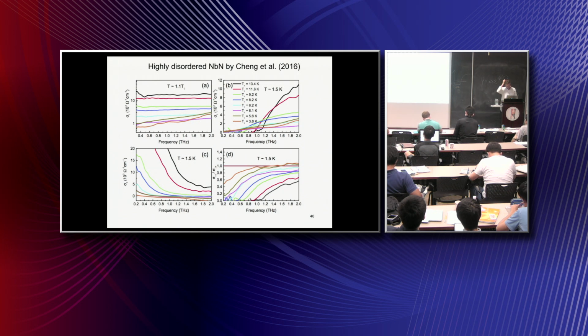Okay. So in a more modern context, this is work by my group on highly disordered niobium nitride. Niobium nitride is a superconductor, but you can make it very, very disordered and push it right up to the insulating edge of the metal-insulator transition. We were interested in how superconductivity behaves in a system which is really just on the verge of localizing. You put enough disorder into a system, it can localize.